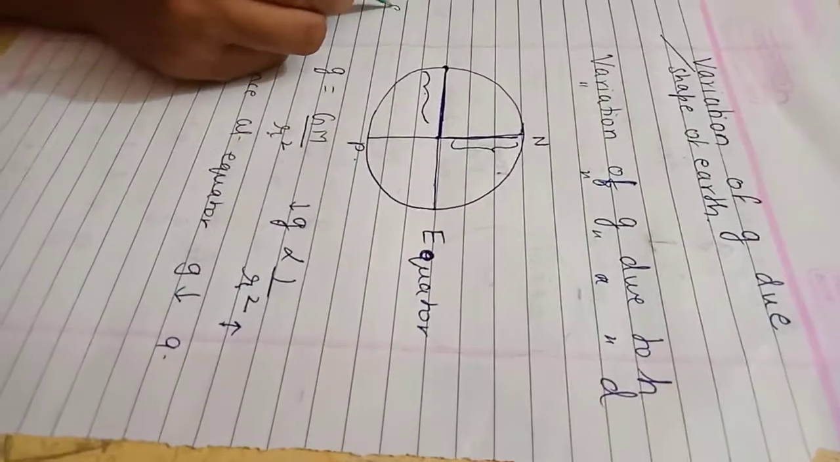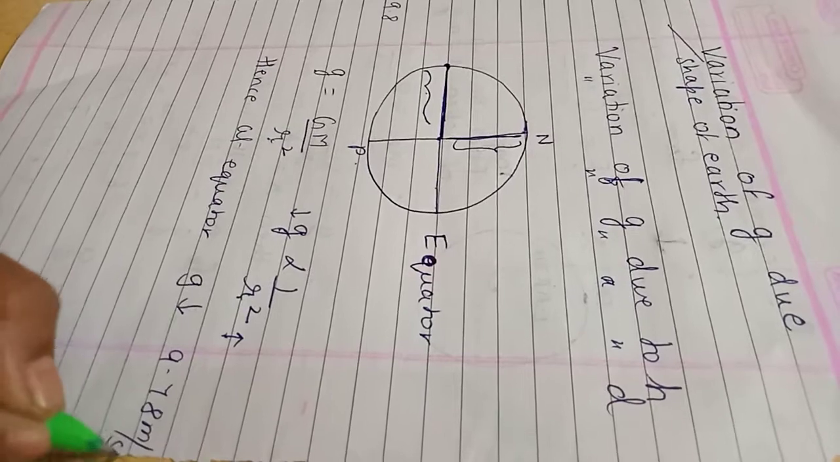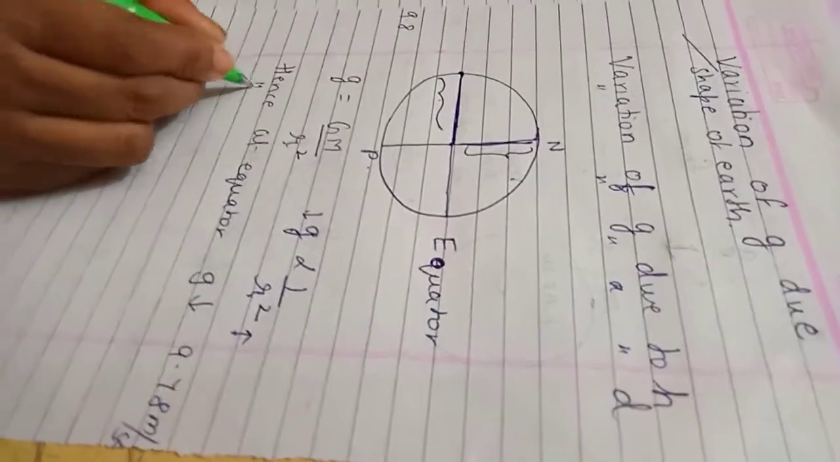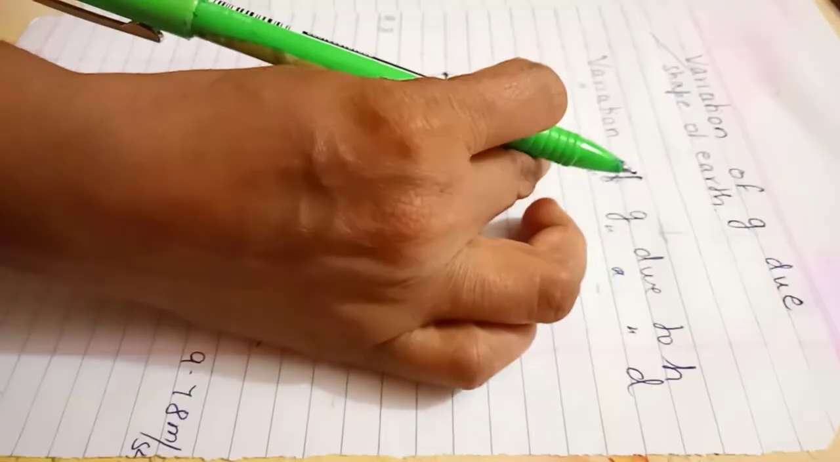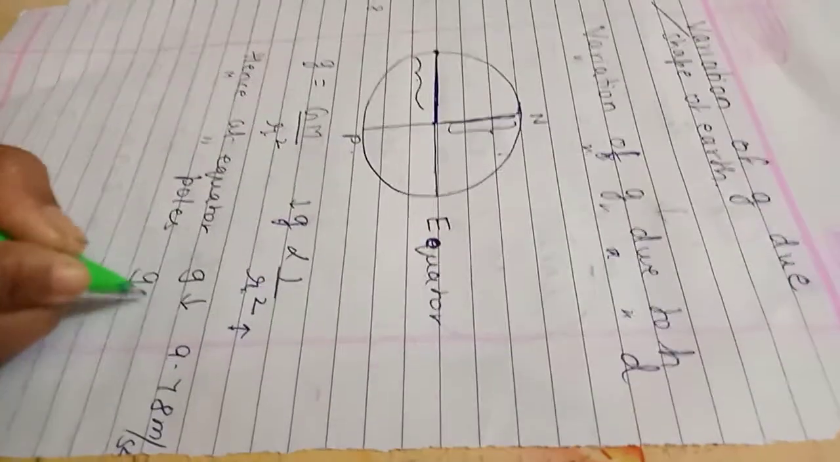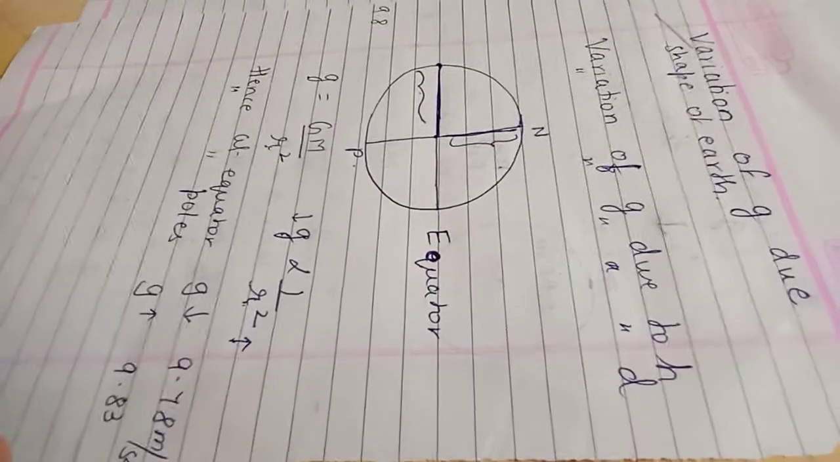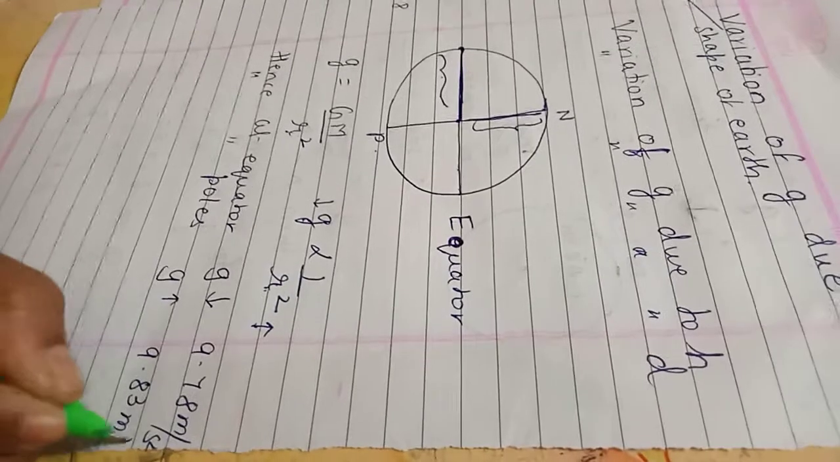On the Earth's surface, what I told you, it is 9.8. So here it is 9.78 meters per second square. And at the poles it is slightly greater. Why? Because the distance, this gap, is less. So at the poles, g is more. More means how much? 9.83. Not much more, but slightly more.